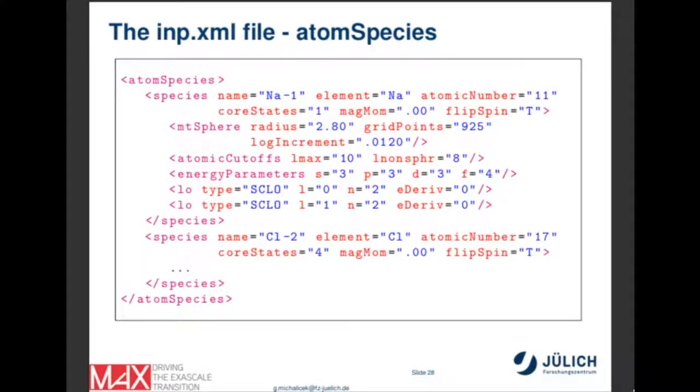Then there's this atom species section, like we want to have sodium, and sodium has this atomic number, and we use one core state. It has no magnetic moment. Here we set the muffin-tin sphere radius, the number of grid points on the radial grid, and the logarithmic increment for this radial grid. Probably you don't have to touch this as long as you're not a very advanced user. Then you set here the atomic cutoffs, like this lmax cutoff and this l non-spherical cutoffs I told you about. The energy parameters in terms of main quantum numbers. And you can also list here the local orbitals that you want to add to a certain atom species.